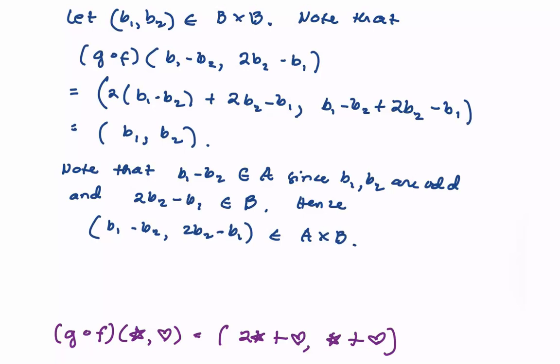So what have we shown here? We were able to find an element of A cross B, which is the pre-image of an arbitrary element in B cross B. And now we can really conclude that F is surjective or onto.